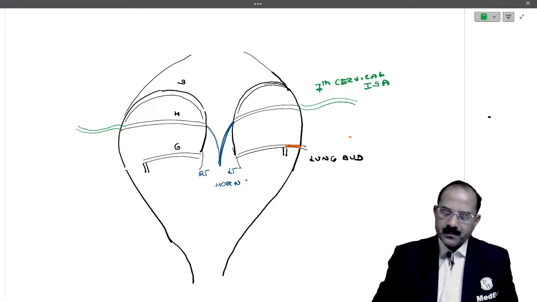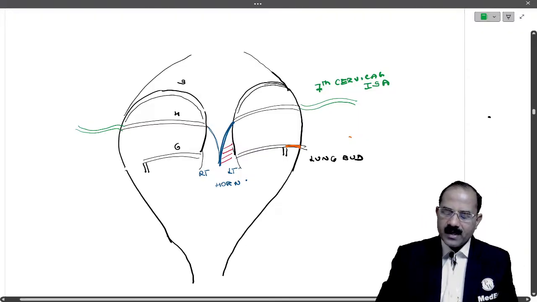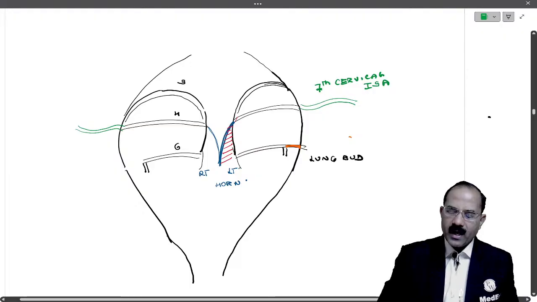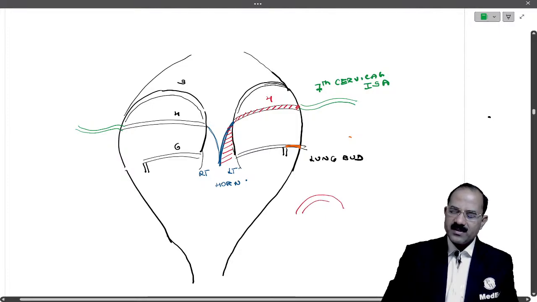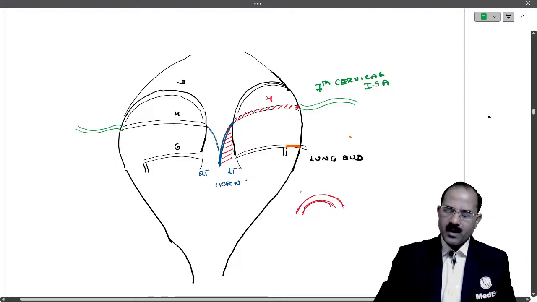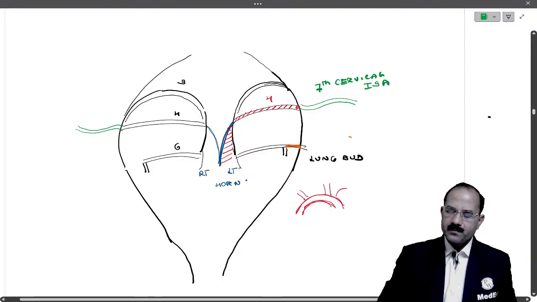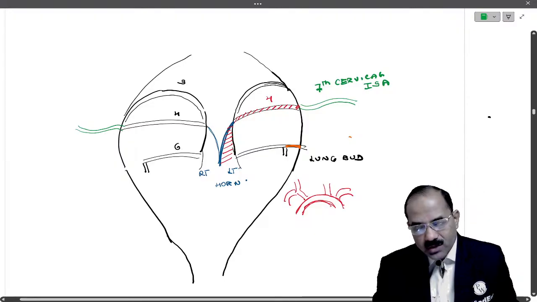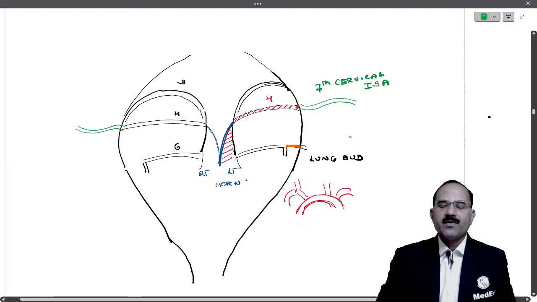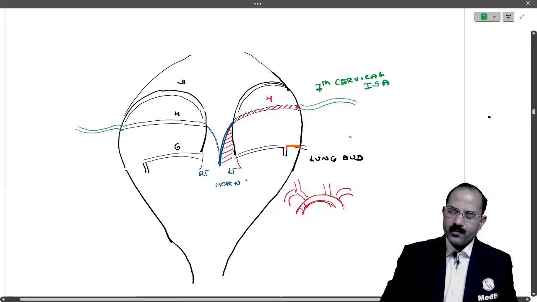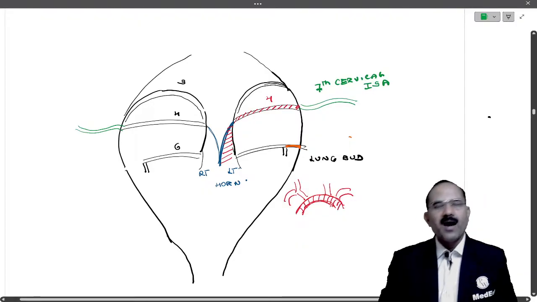Now you tell me. The left horn of the aortic sac and the left fourth arch artery are going to form what? This is going to form the arch of aorta. So how is the arch of aorta derived? The arch of aorta is derived from the left horn of the aortic sac and the left fourth arch artery.